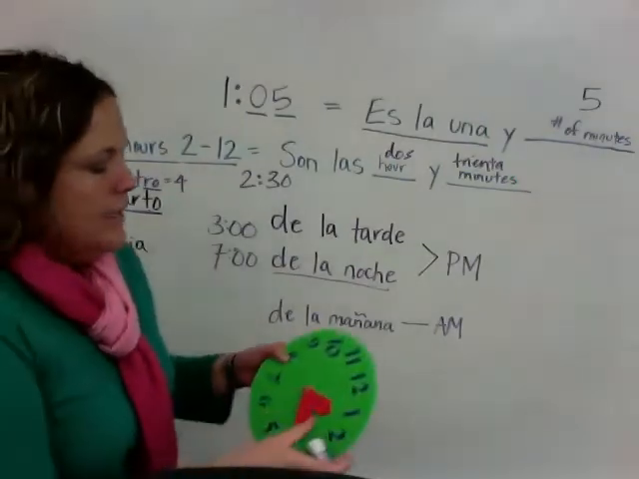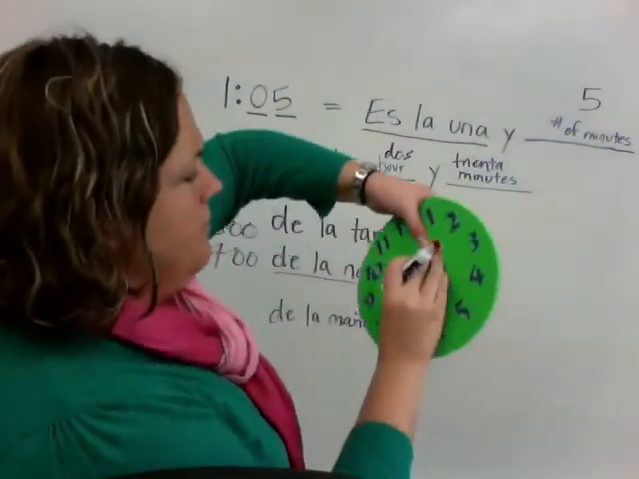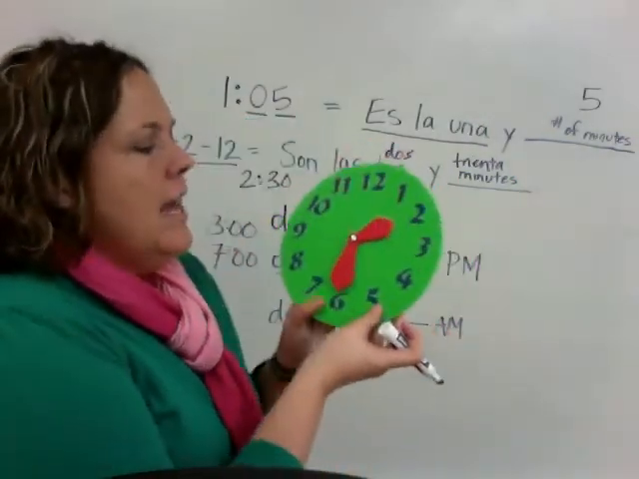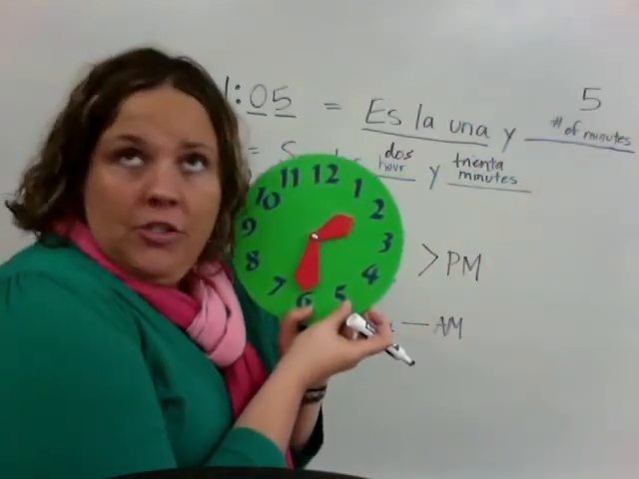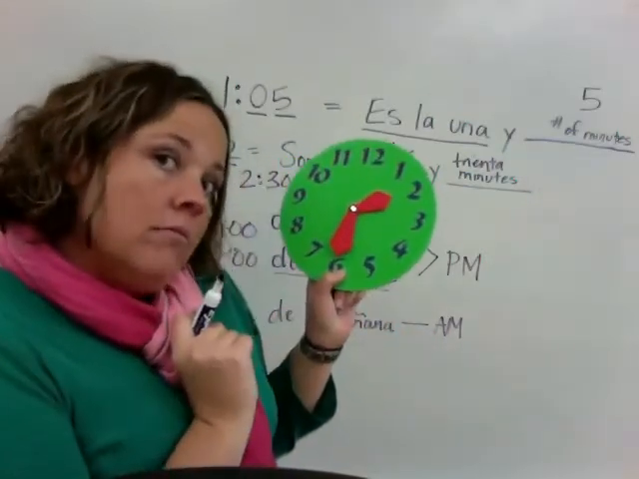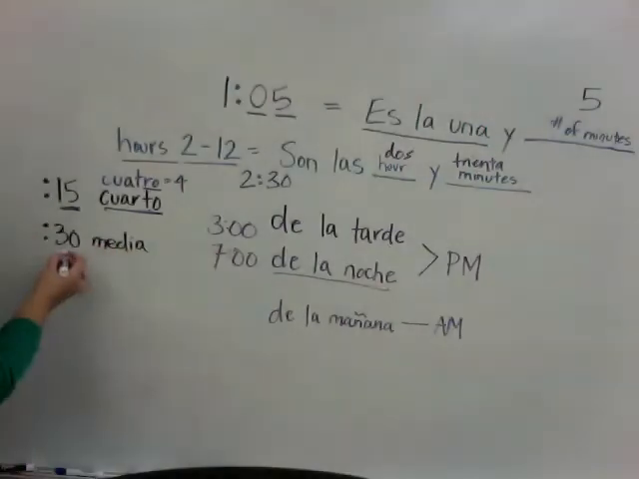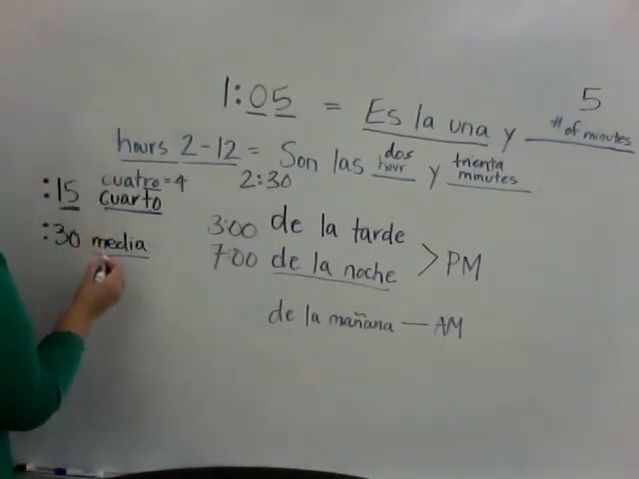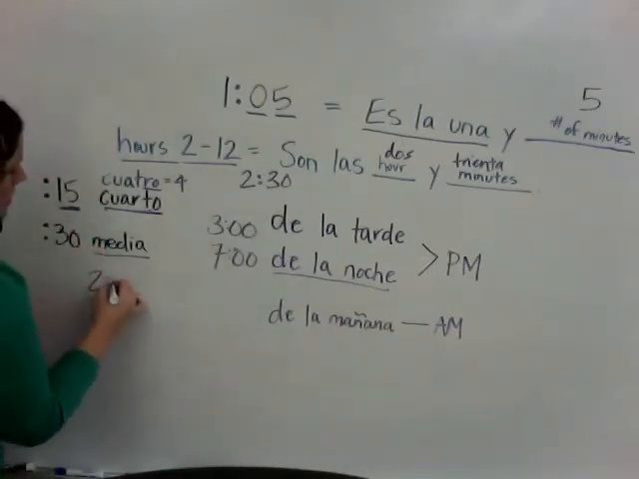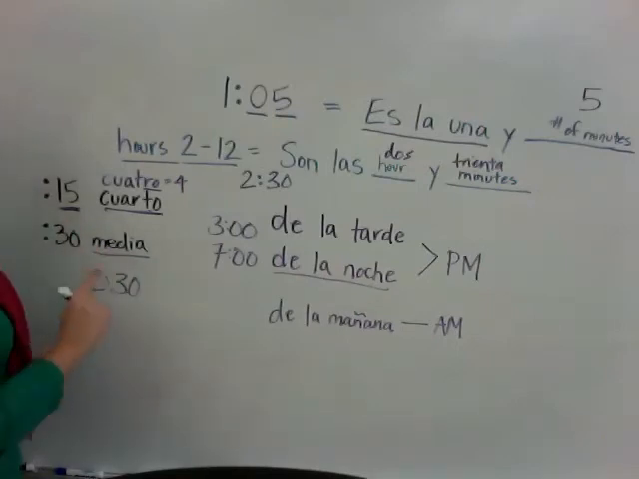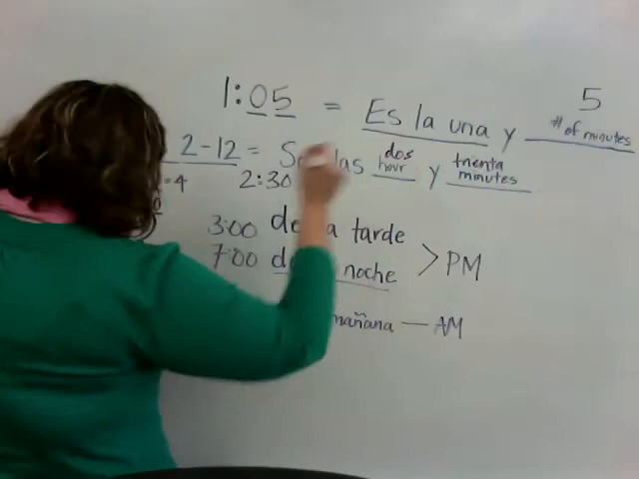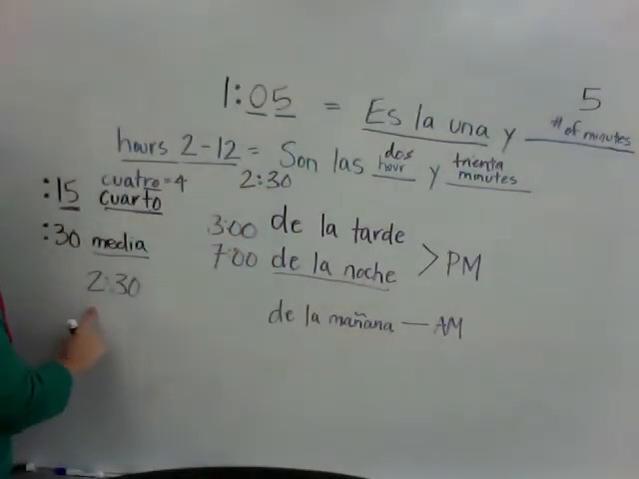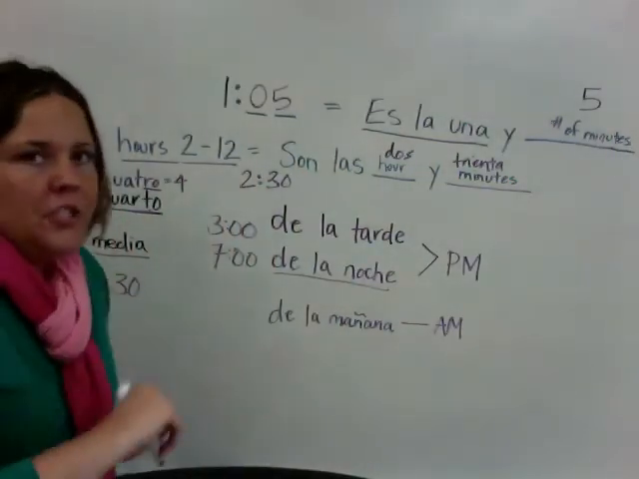Now, one more. Sometimes people say, for 2:30, they may say, it's half past 2. And you can do that as well, okay? So, for that, you use the word media. Looks like media in English, but it's pronounced media, okay? So if you wanted to say 2:30, two ways. You could do son las dos y treinta, this way right up here, or you could do son las dos y media. They're both just as right.